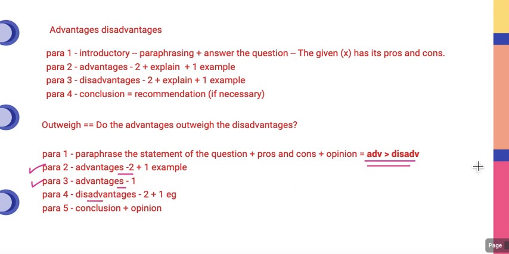Let us reverse the scenario. If you feel that the disadvantages are more than the advantages, you're going to have one para for advantages and two paragraphs for disadvantages. So you yourself are going to deliberately unbalance the answer, and this kind of outweigh question is going to have a five-paragraph essay. So this is how you write the outweigh question.